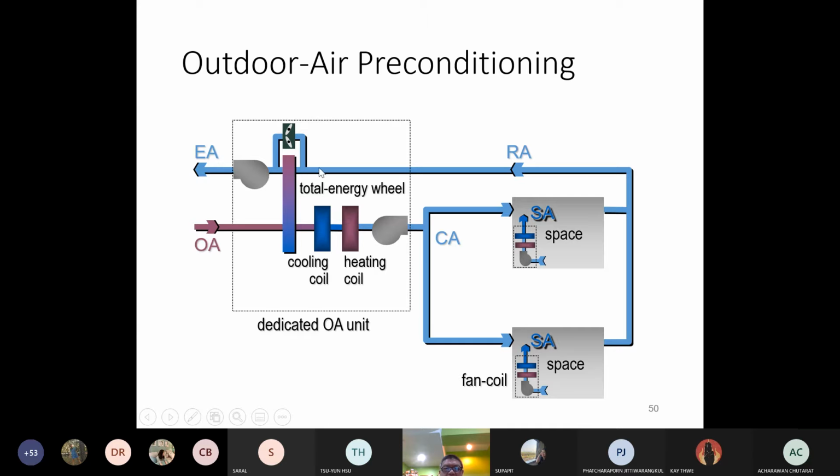Okay, so in the return air, sometimes they put a bypass also, if you do not use the total energy wheel. Okay, this is the schematic of the outdoor air preconditioning.